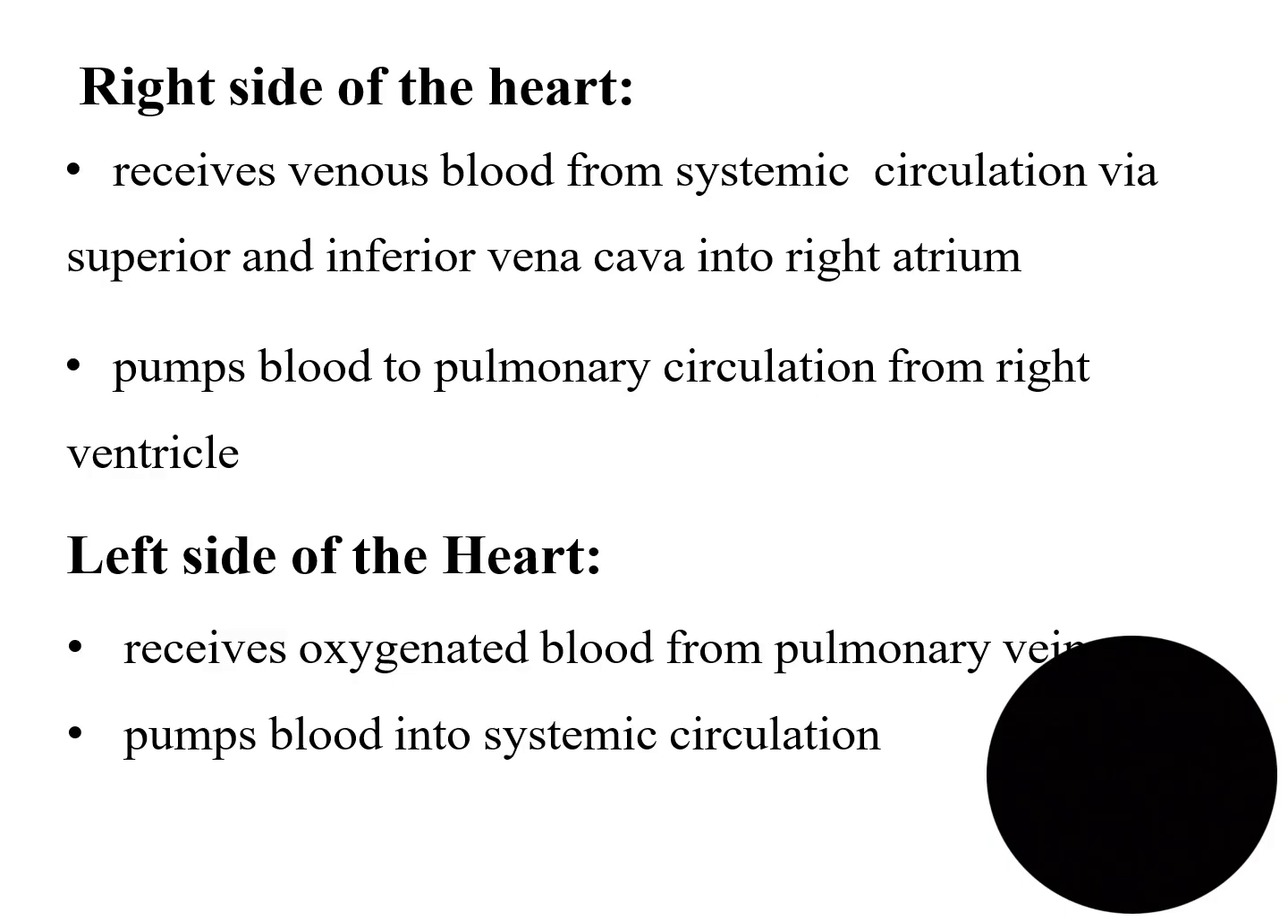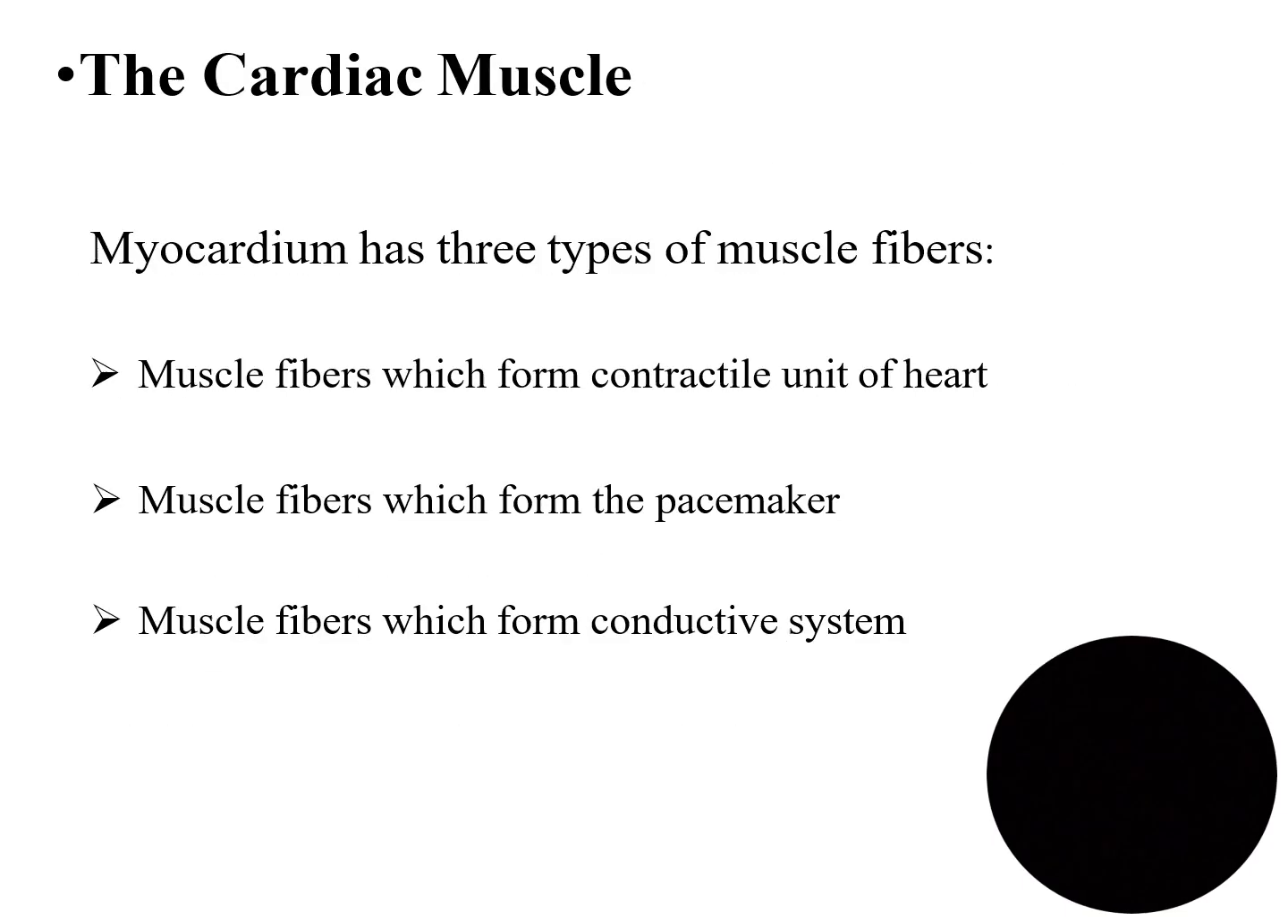Here, the right side of your heart receives the venous blood, that is impure blood, which will be systemically circulated around your body. It collects the blood from the superior vena cava and inferior vena cava into your right atrium. It pumps the blood to the pulmonary circulation through the right ventricle. The left side of the heart receives oxygenated blood from the pulmonary veins, and it pumps the blood into the systemic circulation.